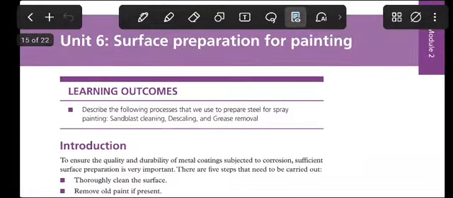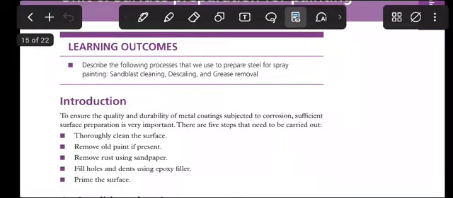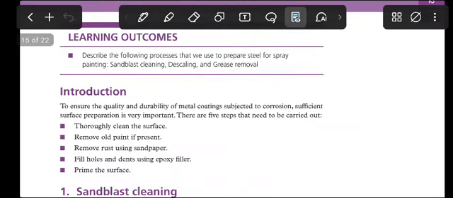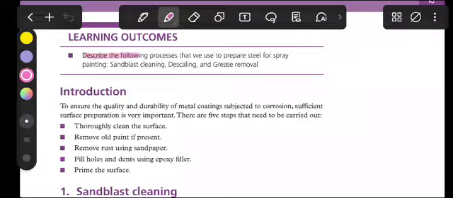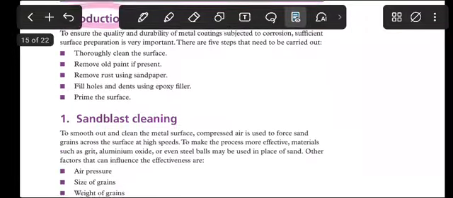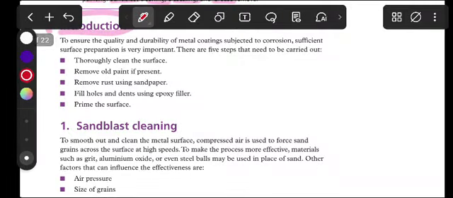Surface preparation for painting. In this learning outcome, we'll describe the following processes that we use to prepare the steel for painting: sandblast cleaning, grease removal, all this thing. This is now an introduction of that. We have to go through this.